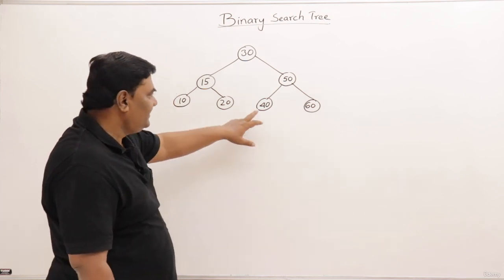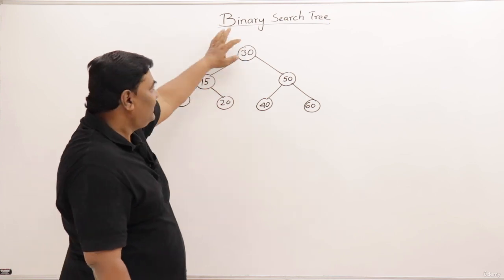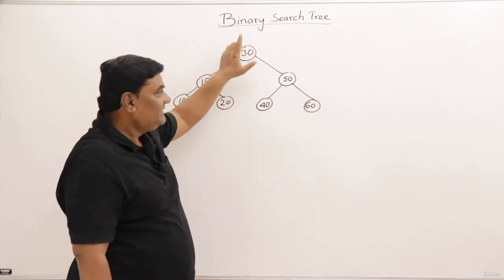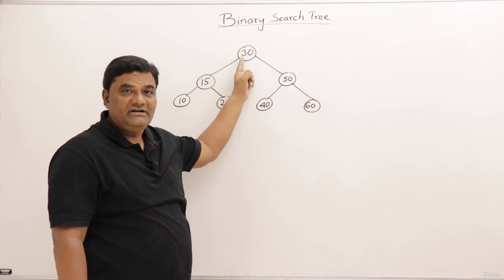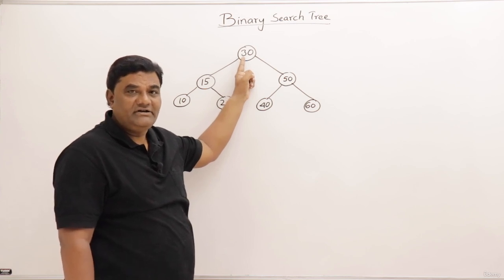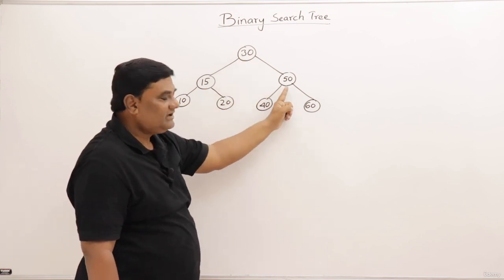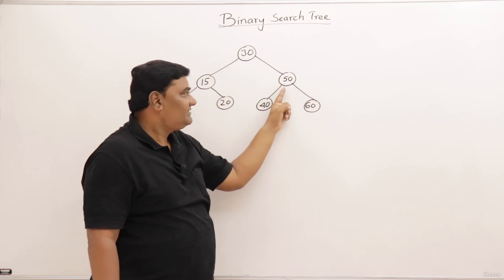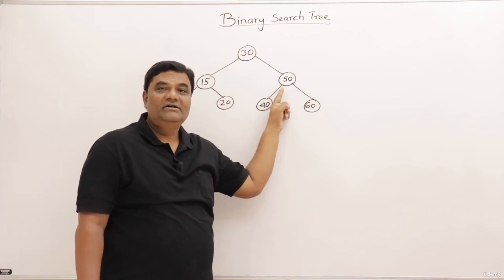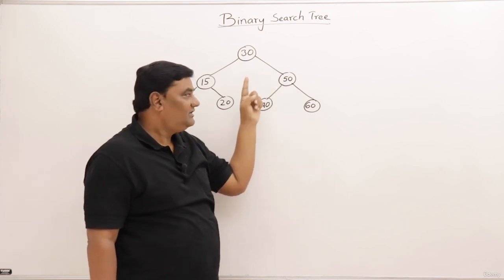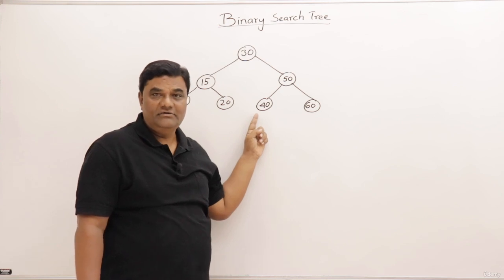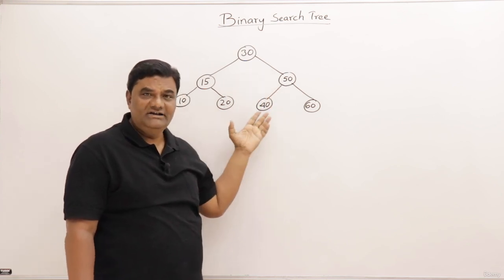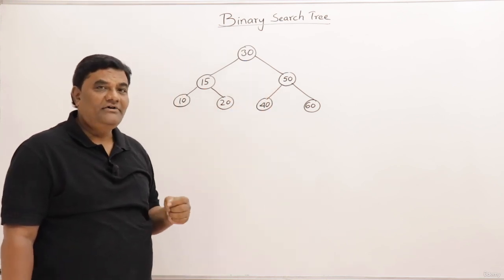Suppose I am searching for a key value 40. Start from the root. Is this 40? No, 40 is greater than this one, so definitely 40 is on the right hand side. Go to the right hand side. Is it 40? No, this is 50. So 40 must be on the left hand side of 50. Go to the left hand side. Yes, the element is found. So we have compared only a few elements in the tree and found the result.